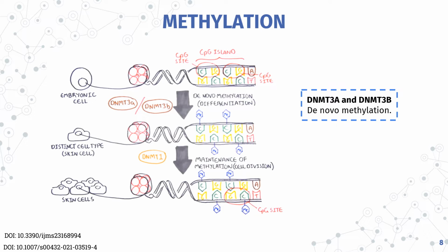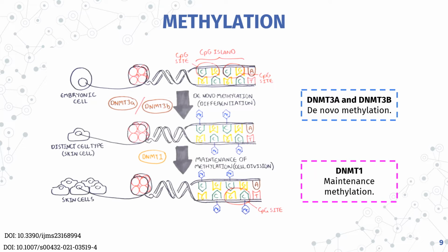As we can see, DNMT3A and 3B are responsible for de novo methylation. In this case, we can see an embryonic cell, which has its DNA wrapped in histones. DNMT3A and 3B will allow the embryonic cell to differentiate into a cell type. This will become a skin cell. In addition, these DNMTs are essential for the establishment of global DNA methylation patterns and show high expression in embryonic tissues.